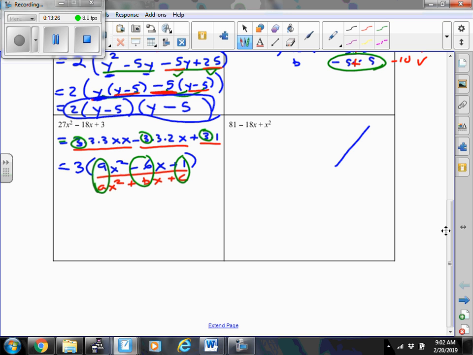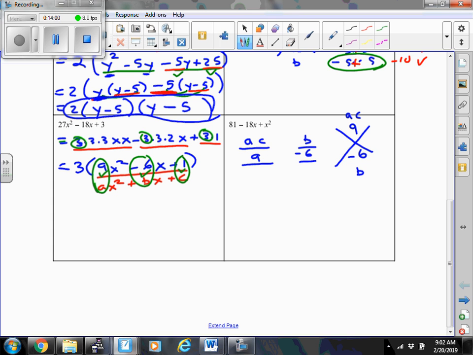I'm going to put AC on the top. That means A times C. A is 9, C is 1. That means I have 1 times 9 is 9. Now I need to put B down here, and B is right here. It's negative 6. We're going to list out A times C, and I want that to come out to be 9. And then I want B to be negative 6.